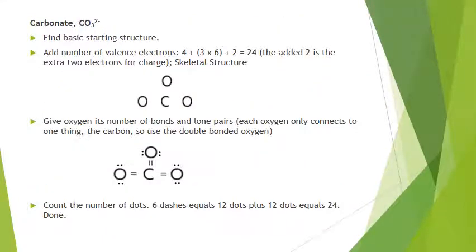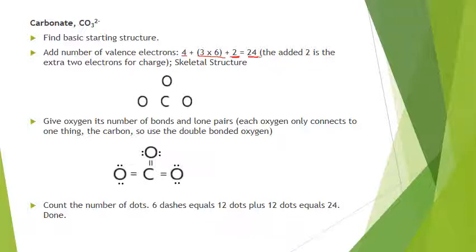Now let's look at carbonate, CO3 2-. We're going to find the basic structure first, so you have to count the number of valence electrons. 4 from the carbon, 3 oxygens, 3 times 6, plus 2, because that's a 2 negative charge. Add them all up, and you have 24 possible electrons.